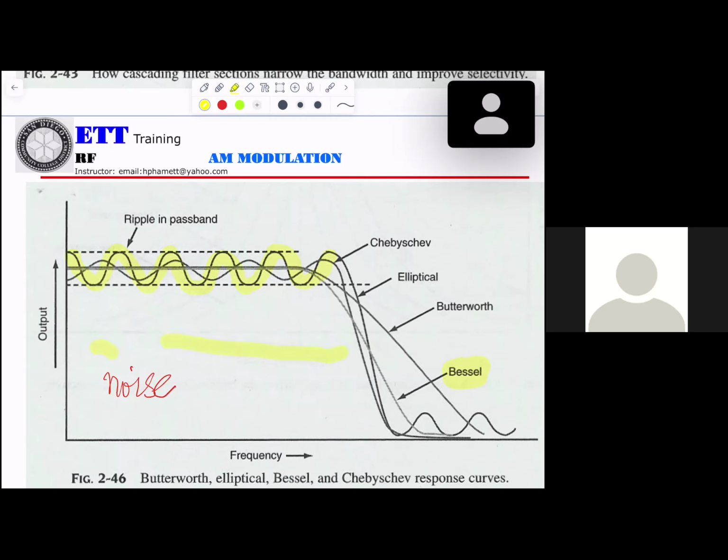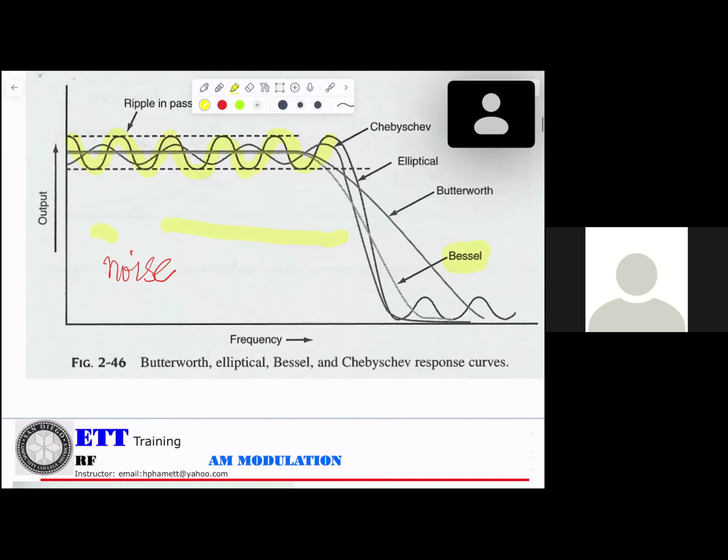Better than Cauer, or elliptical, or Butterworth. That is how to recognize which filter will be good.